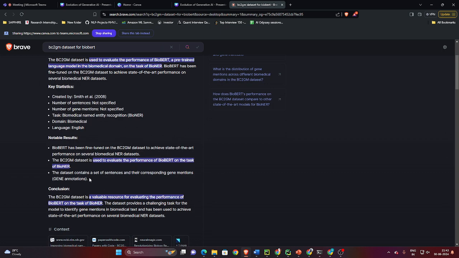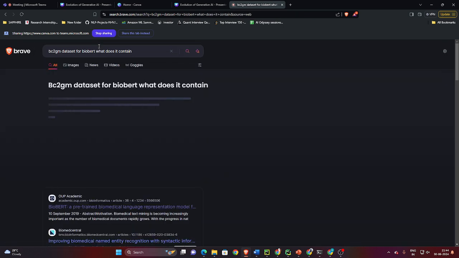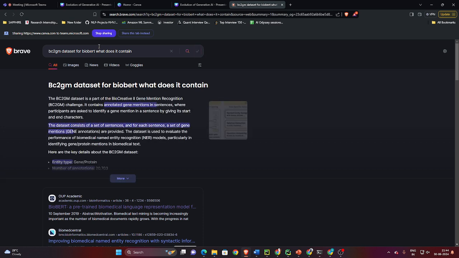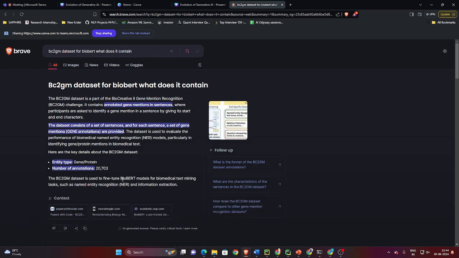Evaluating like every resource that I'm reading, it contains a set of sentences and their corresponding gene annotations. That's what I'm reading. And NCBI disease is just diseases. So these are all just text. When you say text, I mean text, special characters, numbers, everything. Yeah, this is just text.